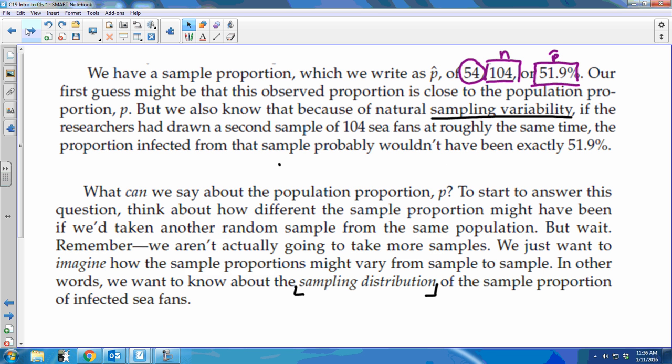All right. So the researcher goes down there, samples 104 sea fans, finds that 54 of them are infected with this disease. So that means we have a sample proportion of 51.9%. Okay? Now, if every single one of you in this room went down to the same reef, took a sample of 104 sea fans, you all wouldn't come back up with a 51.9% proportion that are infected, would you?